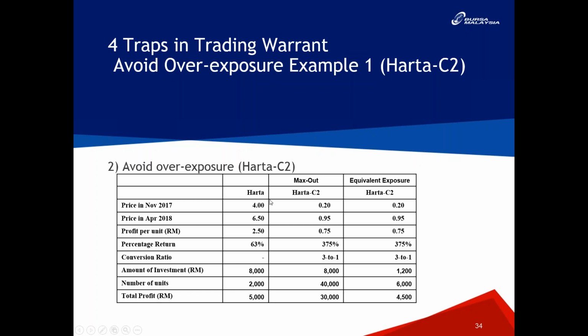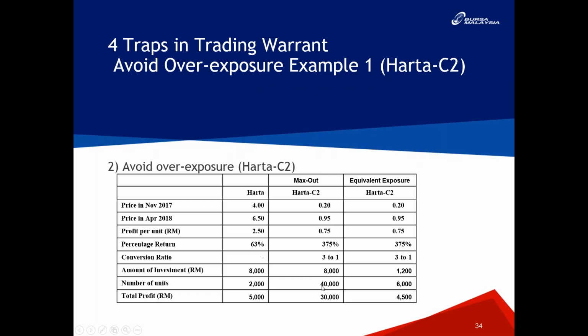All right, back to Hata. Now assuming that you want to spend 8,000 ringgit on Hata, so it was 4 ringgit, you would be able to buy 2,000 units, and because it's gone up 2 ringgit 50 cents, your profit would be 5,000 ringgit. Now, assuming that you choose the maxed out approach, when you choose to spend 8,000 ringgit on Hata C2.